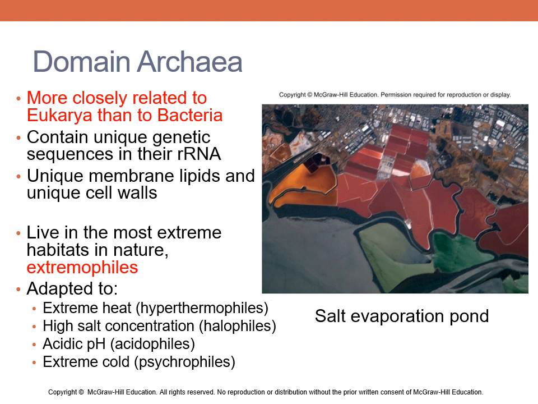Those that prefer extreme heat are hyperthermophiles. If they prefer very acidic conditions, they are acidophiles. Extreme cold, they are psychrophiles. Pictured here are salt evaporation ponds. These are man-made structures where salt is produced. The halophiles produce pigment and gradually shift the color of the ponds to pink, red, and orange. How cool is that?